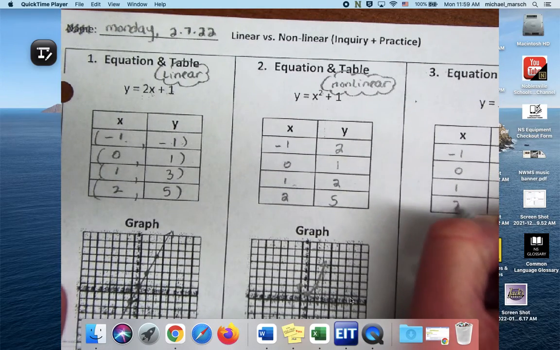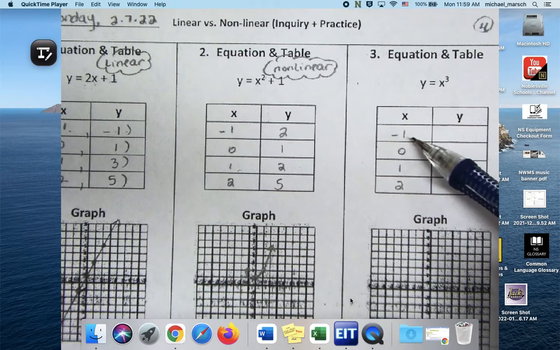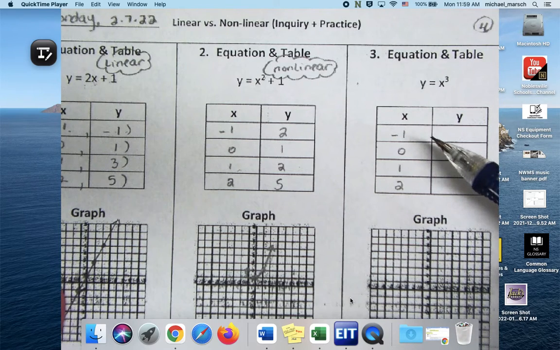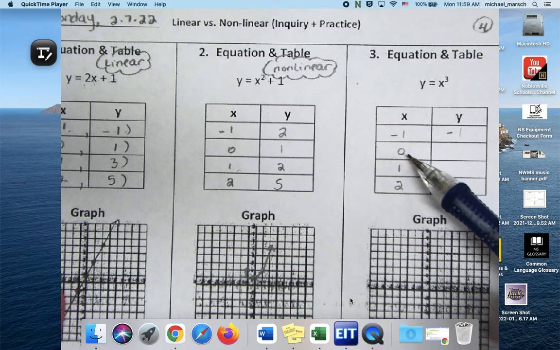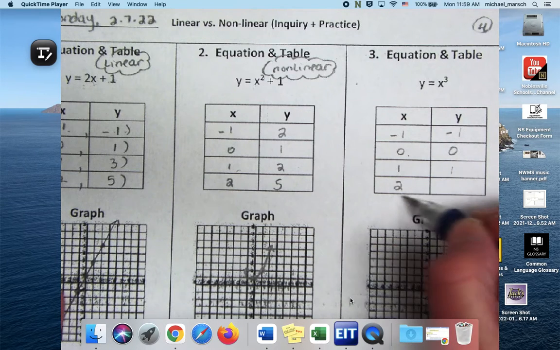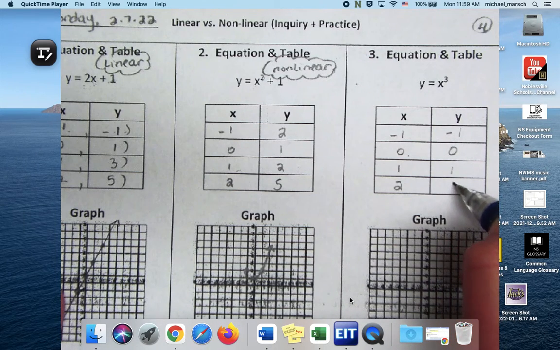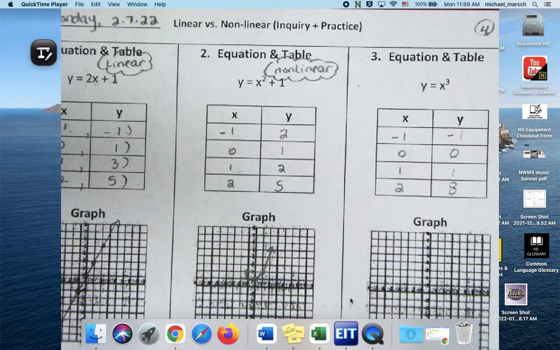All right, let's move on to this next one. -1, 0, 1, and 2 again, because those are easy numbers to put into any equation. -1 times -1 times -1 is -1. 0 times 0 times 0 is 0. 1 times 1 times 1 is 1. 2 times 2 times 2. So it's 2 times 2 is 4, times 2 is 8.